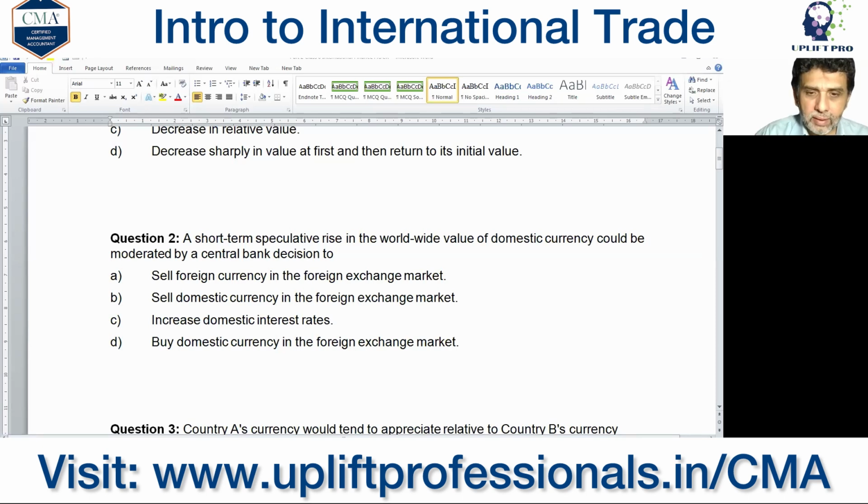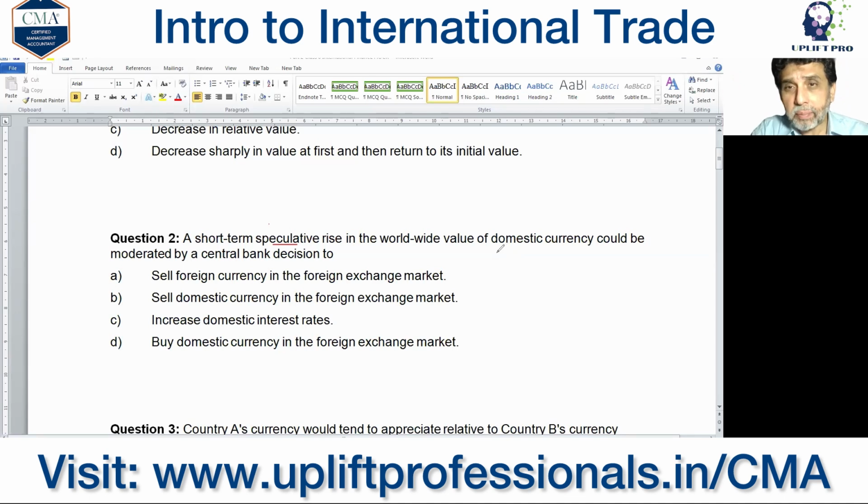See, the concern here is the opposite. The currency is going up in value. A short-term speculative rise in the worldwide value of the domestic currency. So it is going up in value and it needs to be moderated. The bank wants to bring it down. It happens in Japan. Mainly Japan is very concerned about the rising price of the yen.